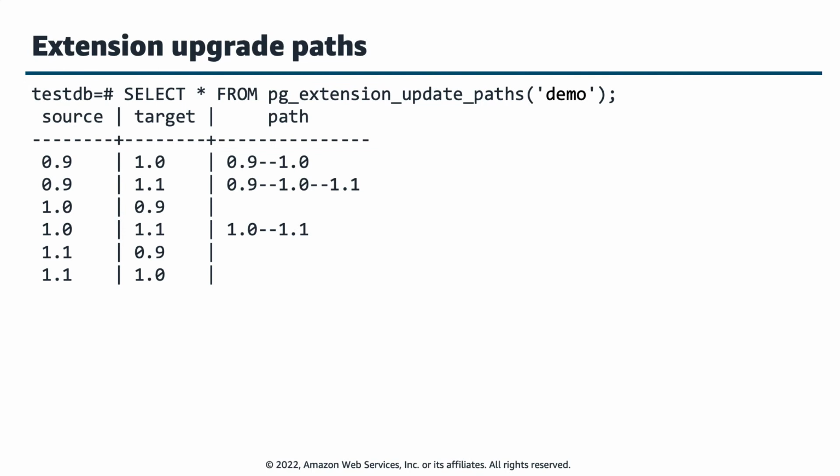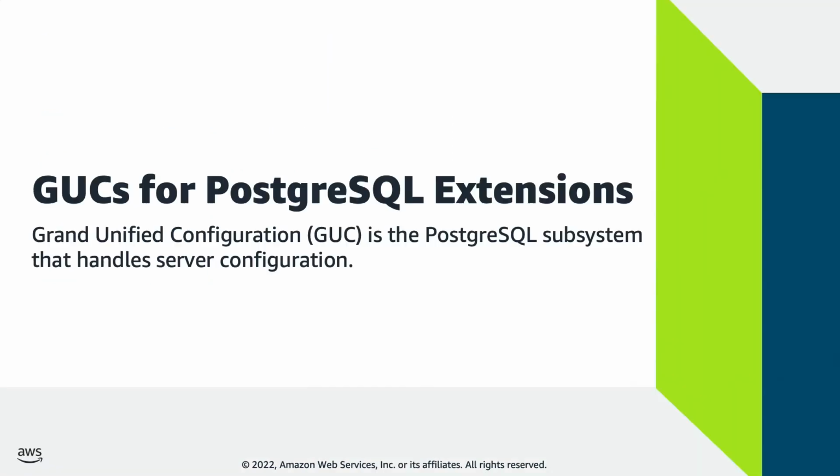Right, so that gives you an idea of how to see, in a given system, what upgrade paths are available for an extension and use that to upgrade. Now we go a step closer. Now you have gone deeper and figured out how to upgrade extensions. Now you want to define your own custom GUC values.